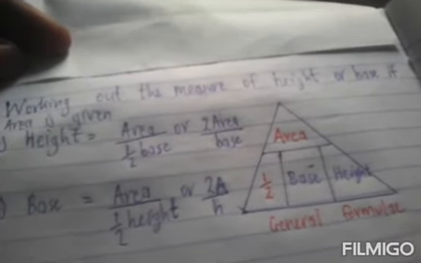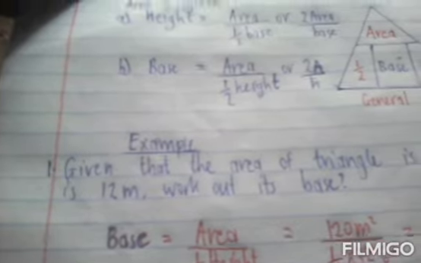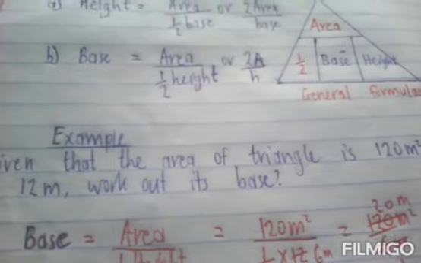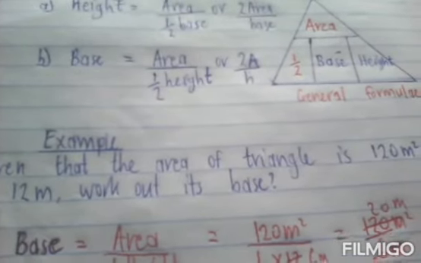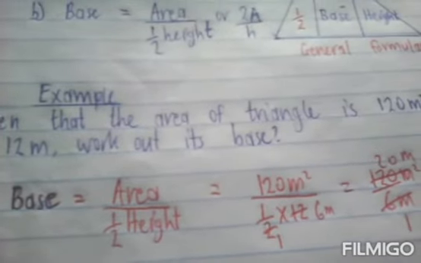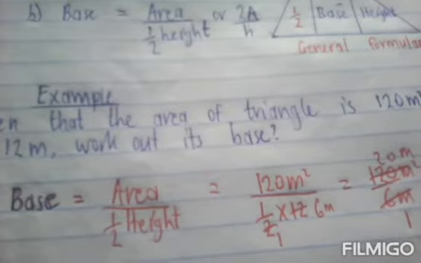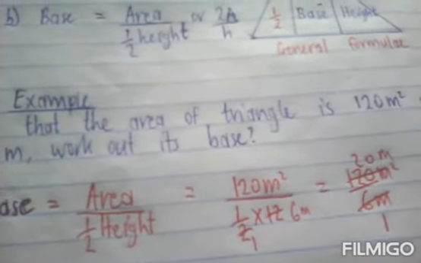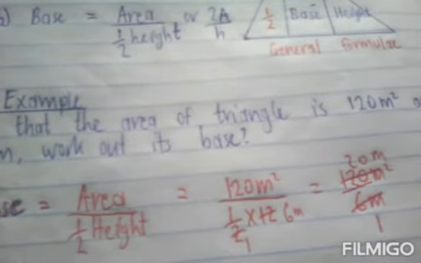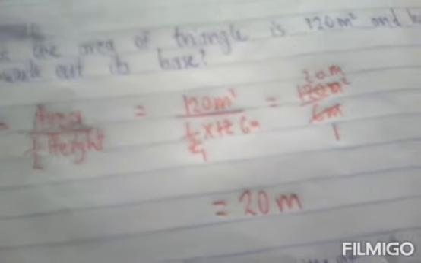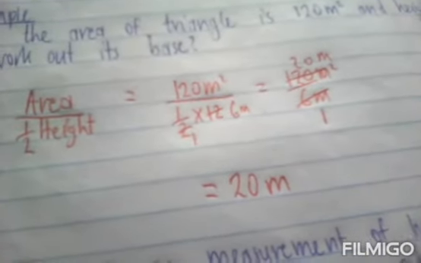We have an example here: given that the area of a triangle is 120 meters squared and the height is 12 meters, work out its base. Base is equal to area all over half times height, or 2 times area all over height. So 120 meters squared all over half times 12. If you cancel those, you will end up with 20 meters. So our base is equal to 20 meters. The same applies when you are looking for height.